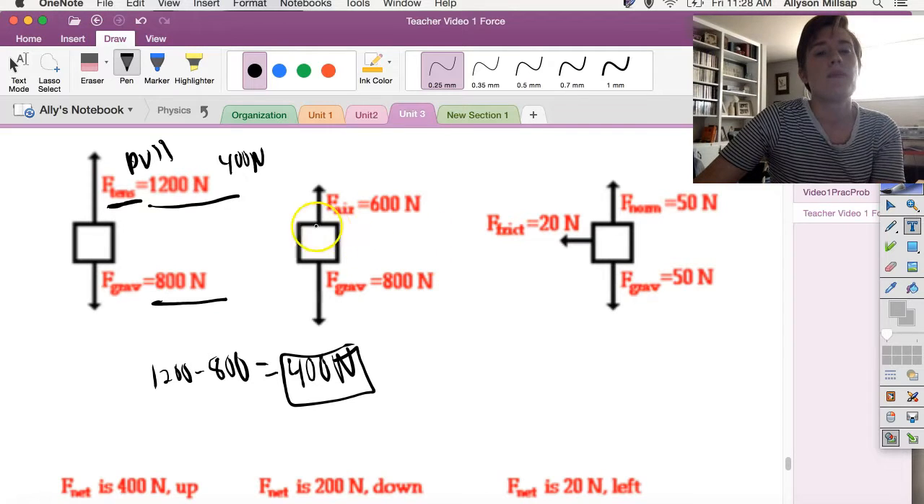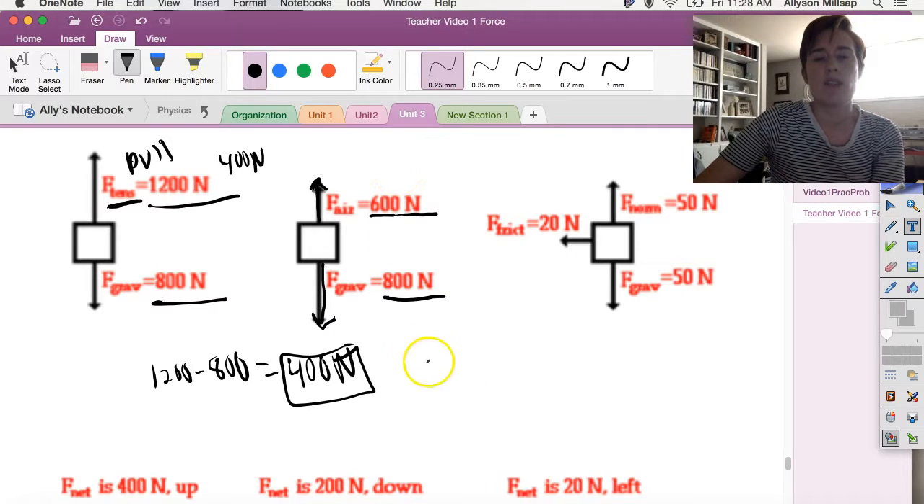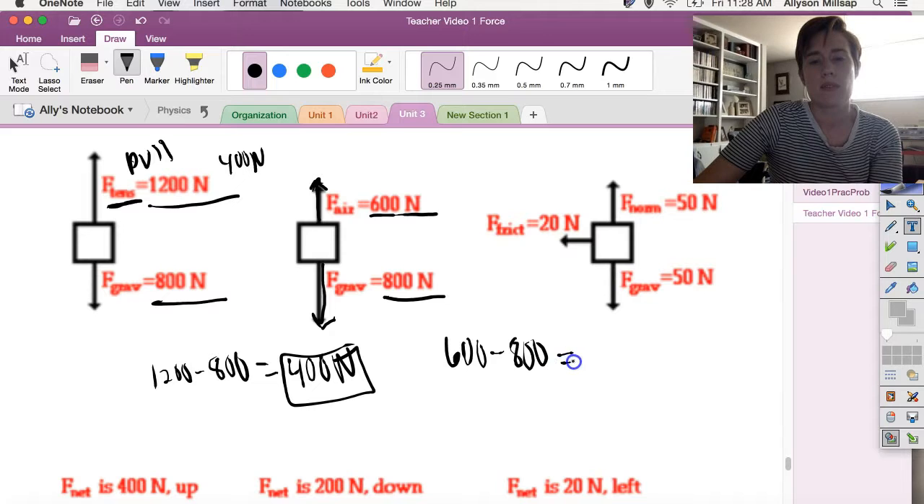If I look in this example, the air resistance is pushing against this object with 600 newtons, but gravity is pulling the object with 800 newtons. So if I do my subtraction here, I get negative 200 newtons, which means it's going to be pulled downward with 200 newtons of force.